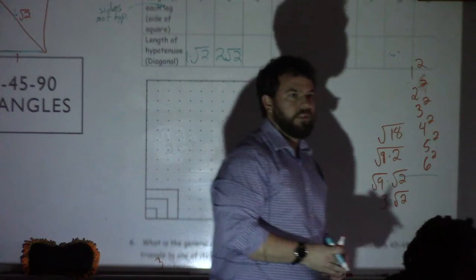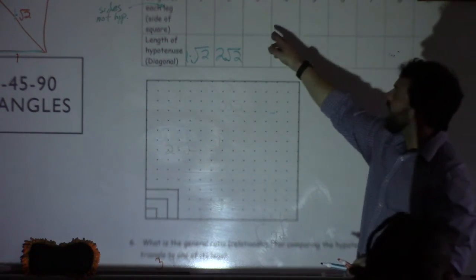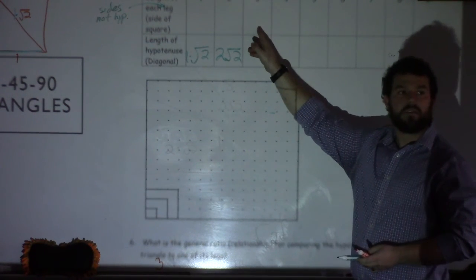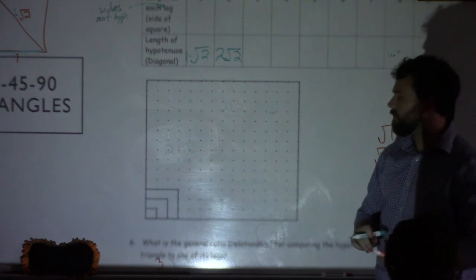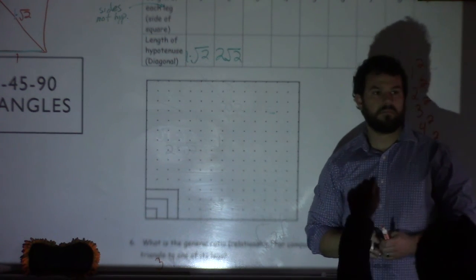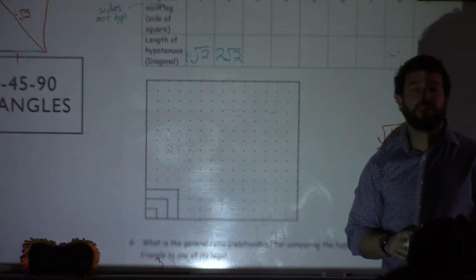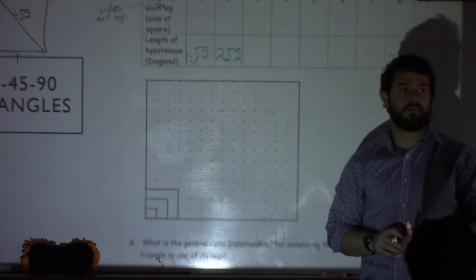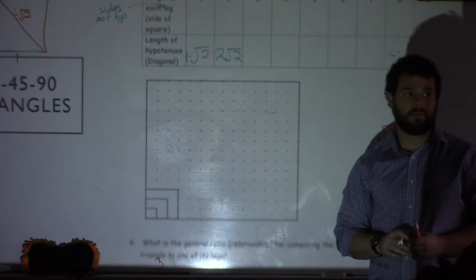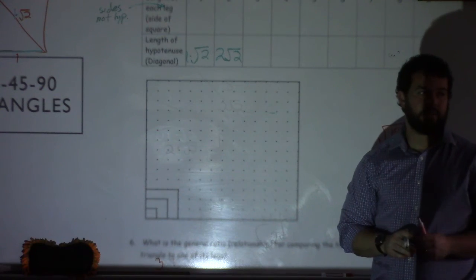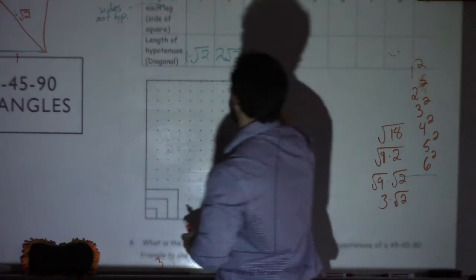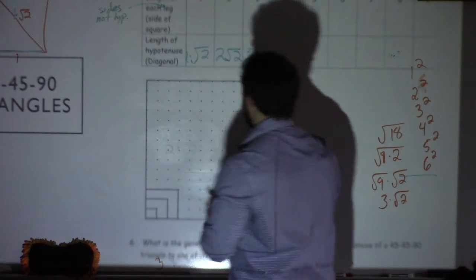So Josh, when the side length of the square is 3, what's the hypotenuse going to be? We just did this one, Josh. You don't know? 3 times the square root of 2.